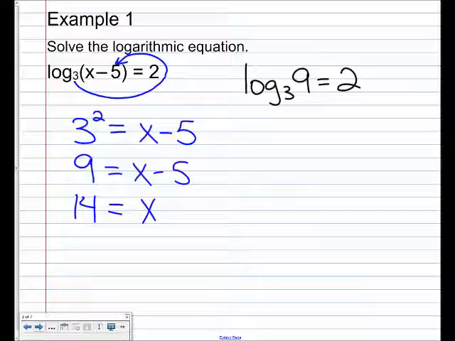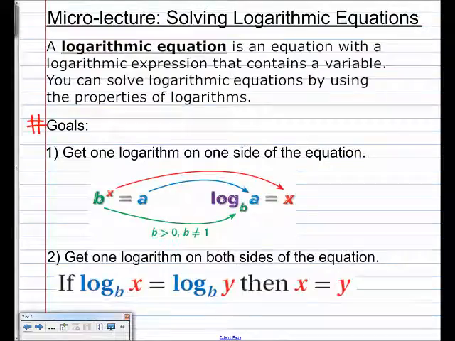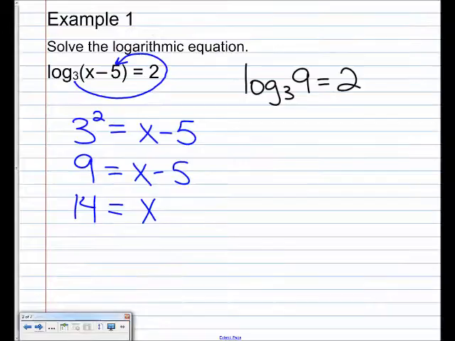All right, so that's the first one, and that we achieved. We didn't have to do anything. We already achieved that first goal. One logarithm on one side. All right, these are going to be very important. All right, very important to remember those. All right, let's go to the second example.